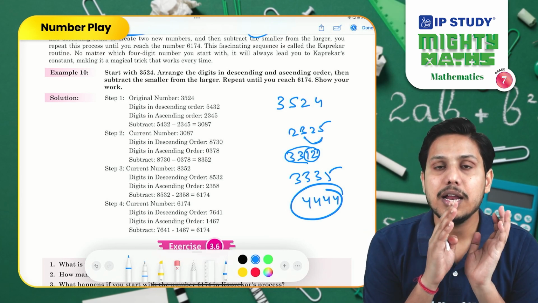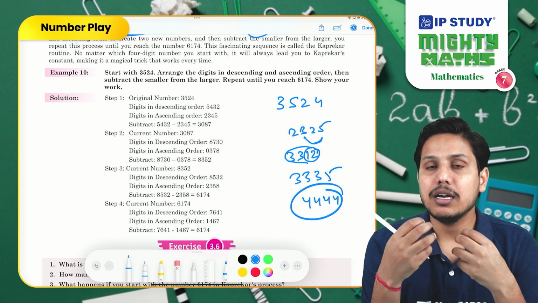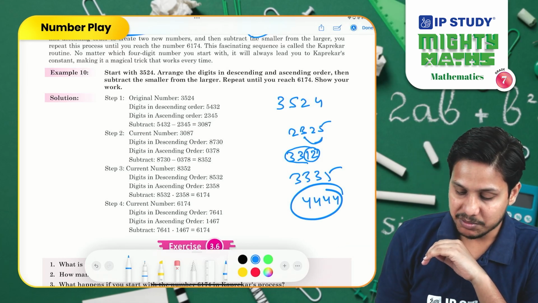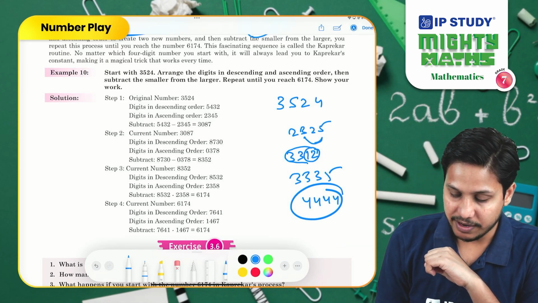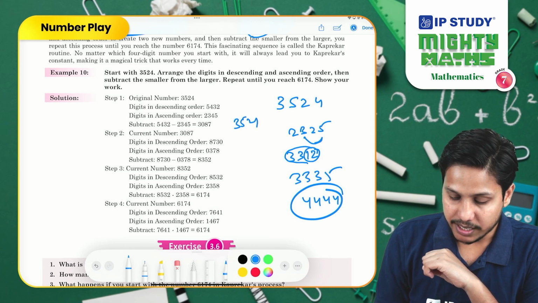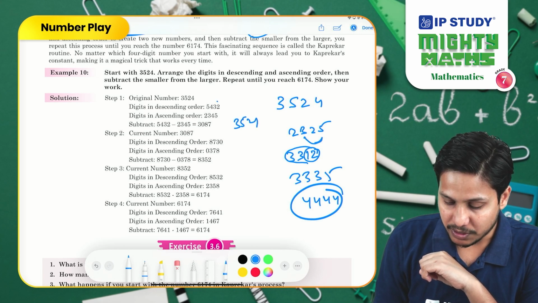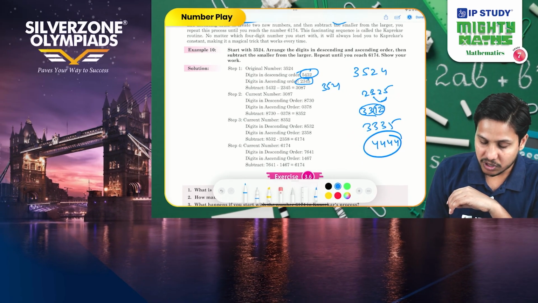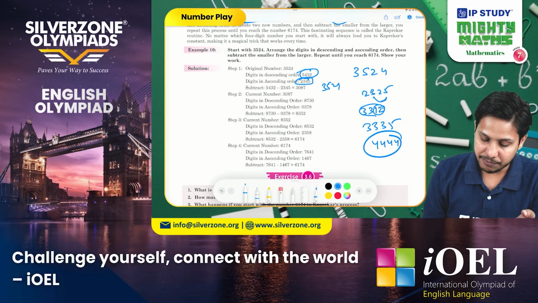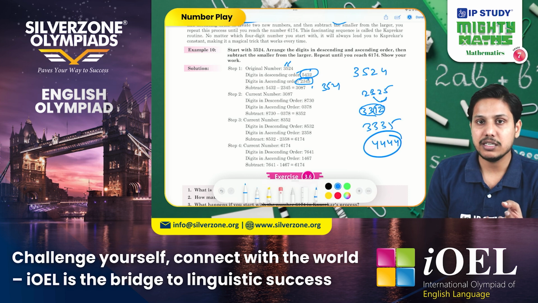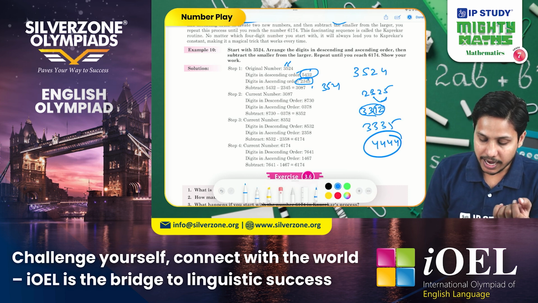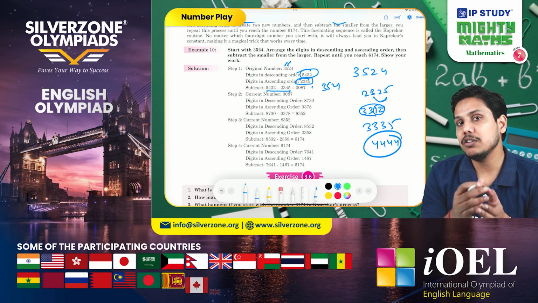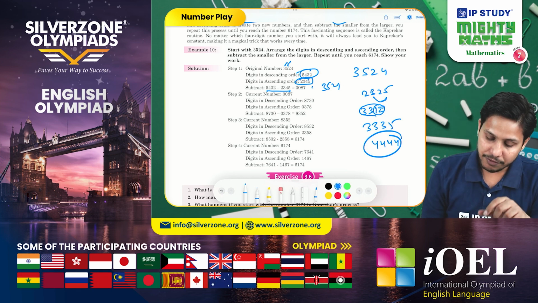First is finding the smallest number using the ascending arrangement of the digits. Let's suppose we have 3, 5, 2, 4. Find out the largest first or the smallest first. Here we have the smallest number that can be formed using these digits, 3, 5, 2 and 4. And then we subtract these two numbers, or find the difference of these two numbers.